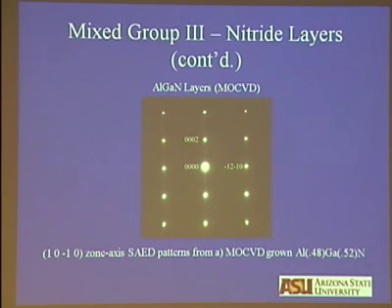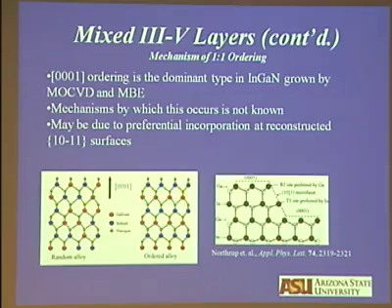You see the same thing in aluminum gallium nitride. You get spots and diffuse intensity along the 001 spot. You see that; you get the ordering in those. Now, what's the mechanism? I will preface my remarks: we don't understand.